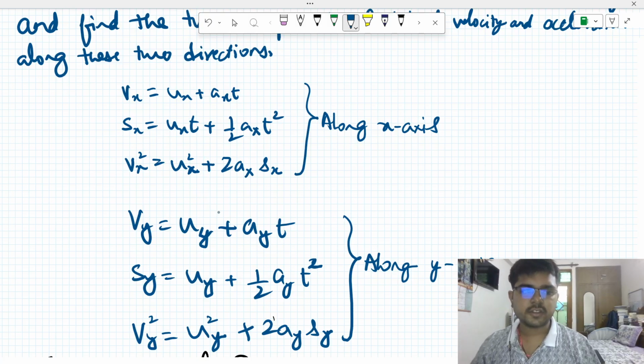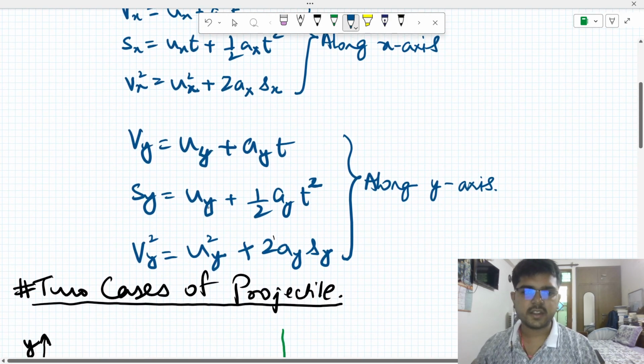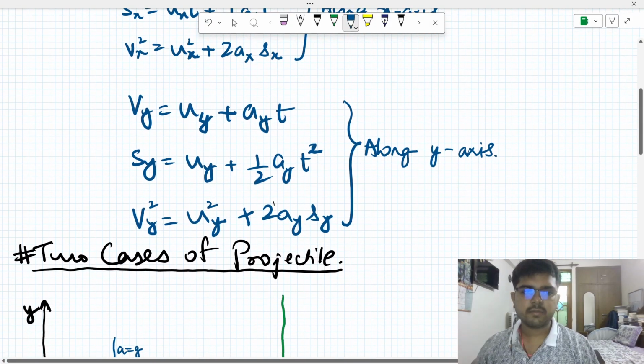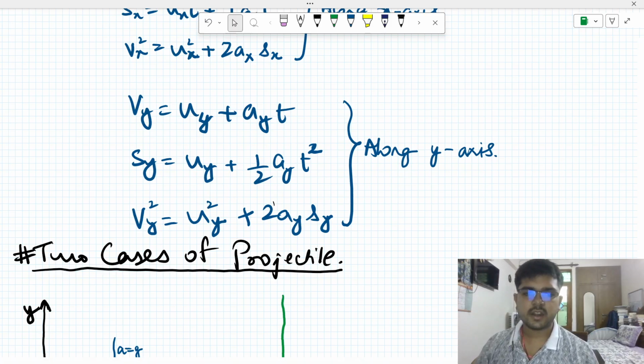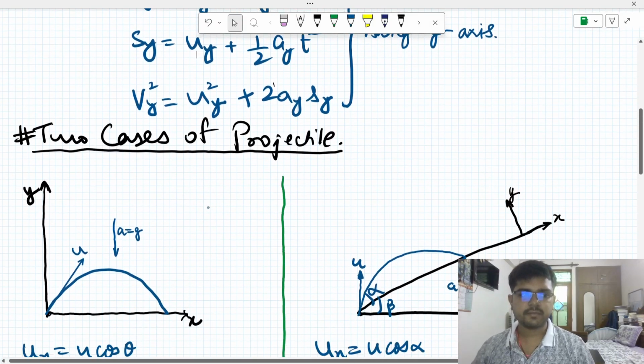Similarly, we have the equations of motion in the y direction. Vy equals uy plus ayt, Sy is equal to uyt plus half ayt square, Vy square is equal to uy square plus 2ay Sy. So this is pretty simple.